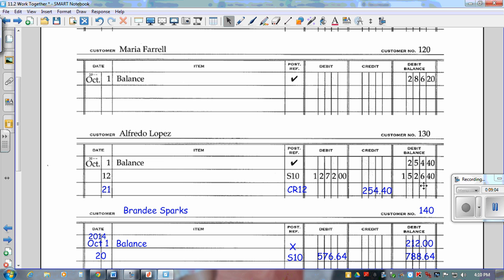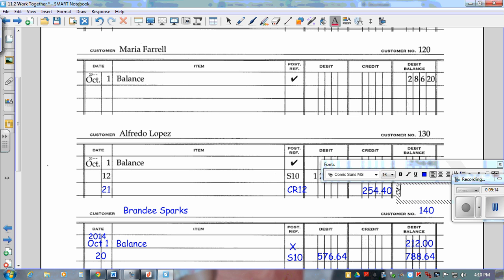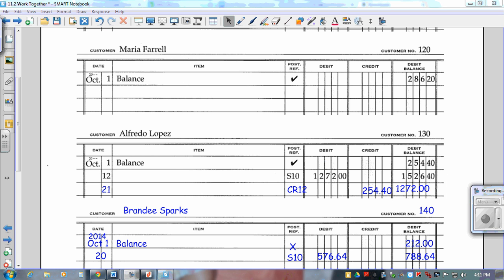He owed $1,526.40. He paid $254.40. He should owe less money. So go ahead and do your math. Find your correct answer here for his debit balance. You should have come up with $1,272.